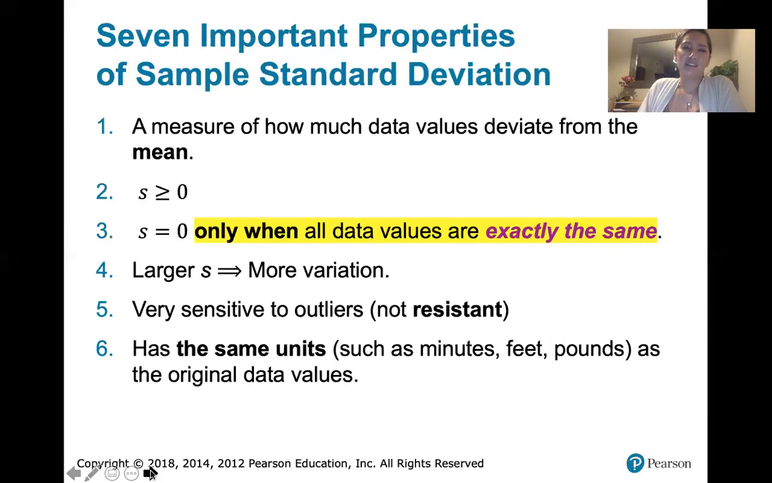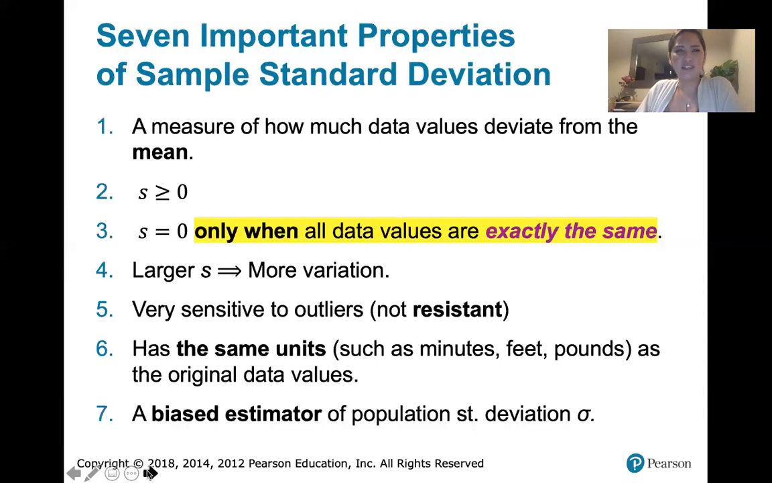That makes it easy to interpret sample standard deviation. So if the original data values are in minutes, the sample standard deviation is in minutes. And it's very helpful because when you think of quantities, if you're talking about this many minutes plus or minus this many minutes, that makes a lot of sense to us. We can think about that variation in that way. So sample standard deviation is easy to interpret because it has the same units as the original data values.